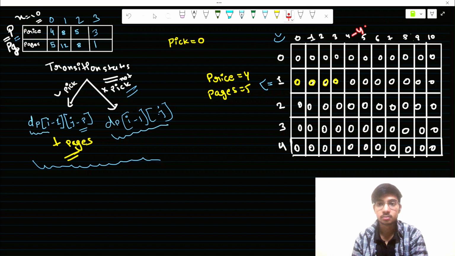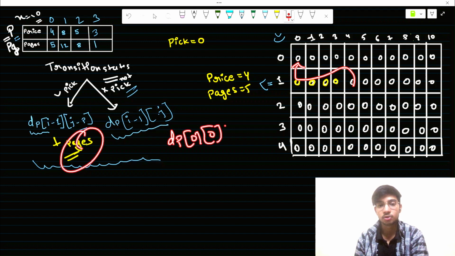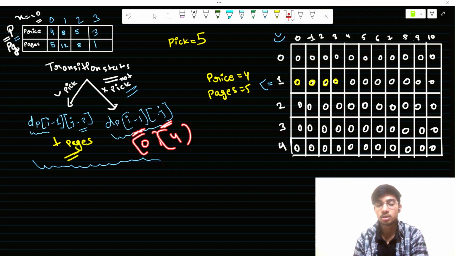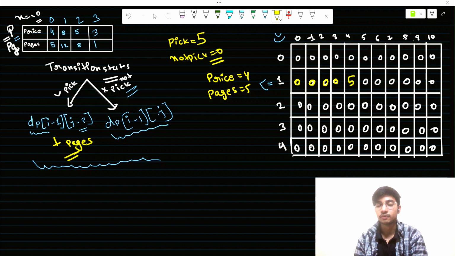Now for 4, you can pick. If you are going to pick, next you are going to look for the atmos price of 0, right? Now this value is 0, so dp[0][0] is 0. If you are going to pick, you have to add the number of pages. So the number of pages is 5. So the answer is 0 plus 5 is 5. So for this, the pick value is 5. And the not pick value is 0, that is dp[i-1][j]. j is 4, and dp[i-1][4] is 0. So the not pick value is 0. What is the maximum? The maximum is 5. So you filled it with 5.